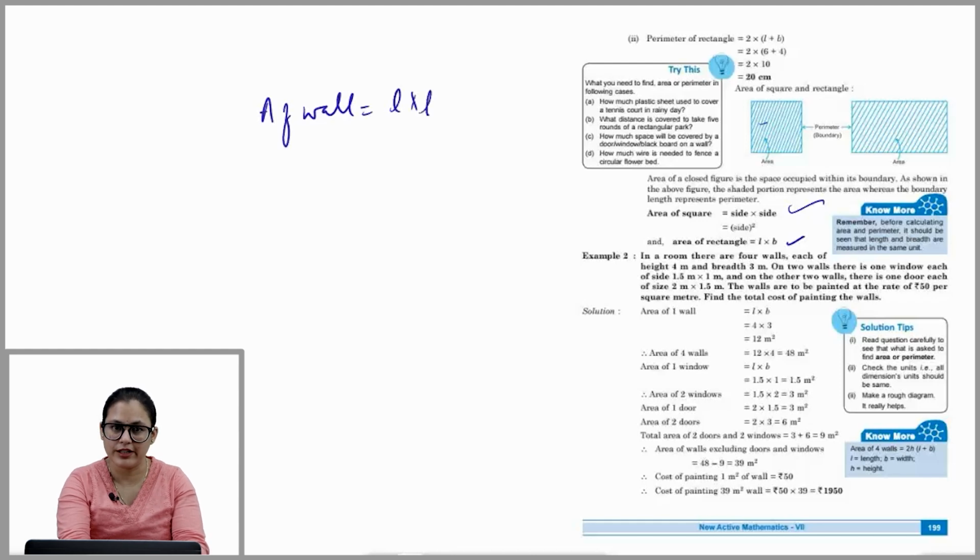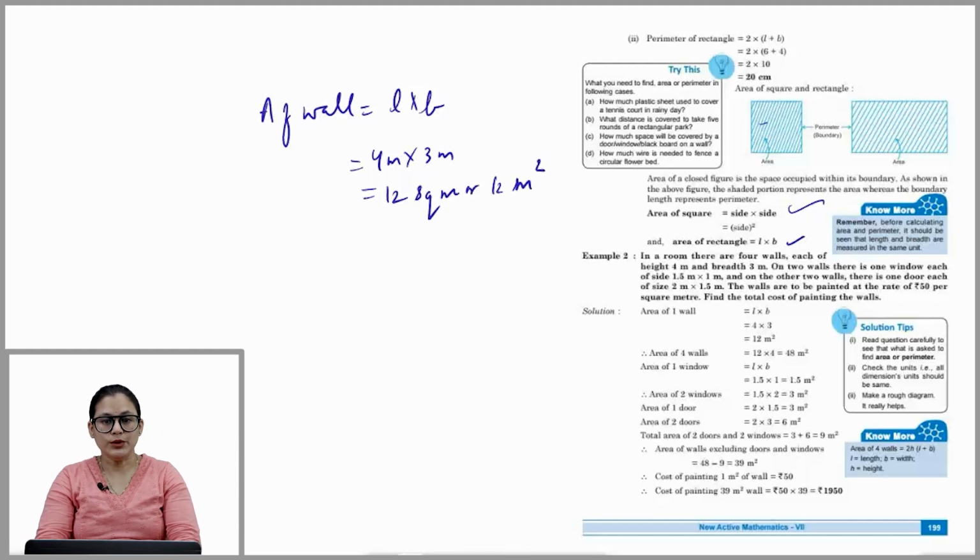Length into breadth. Length is 4 meter and breadth is 3 meter. So, 12 square meter, you can write this, or 12 meter square. Okay. So, 12 meter square is what? Area of wall.